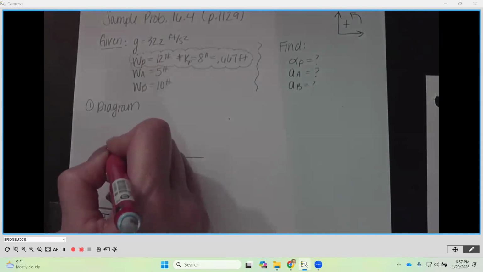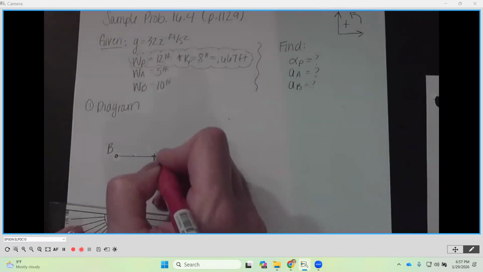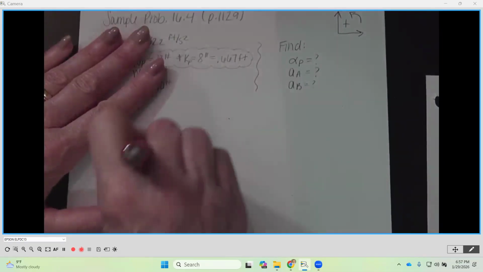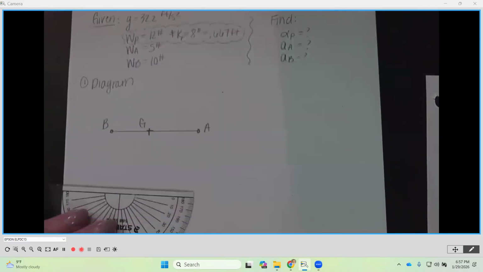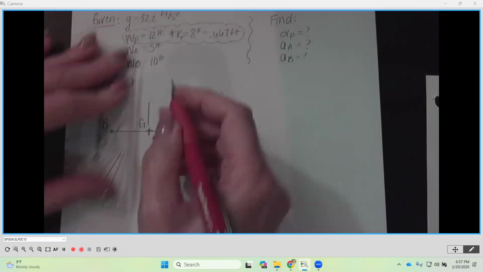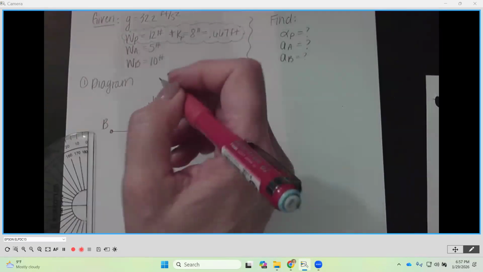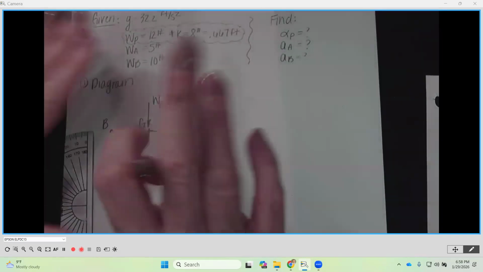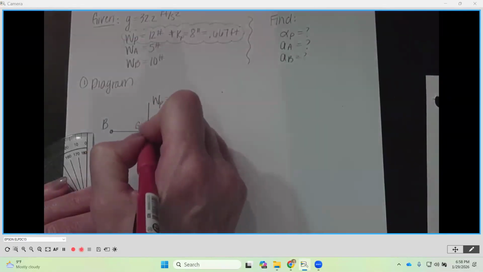This is going to be B. This is going to be A. Off center, this is going to be our G, our center of gravity, or the center of rotation, if you would. Okay. And going down from that center, this force is going to be W of that pulley, which is equal to 12 pounds. I think for this is for G.